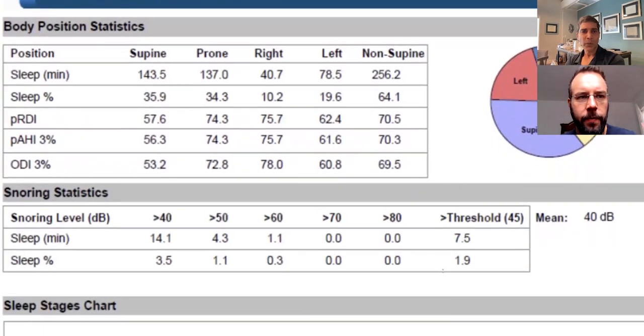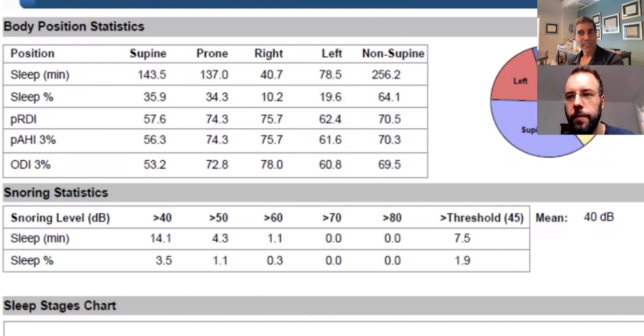And so then the next page is the different positional data. Supine means back, prone, stomach, right, left, non-supine. And so, minutes each time, right? So the more minutes, the more valid the number is, as you can imagine, right? And then if you just look, whether you want to look at the ODI, PHI 3% or the PRDI, let's just look at the PHI 3%. On the back versus not the back: on the back, it's 56. Not on the back, it's 70.